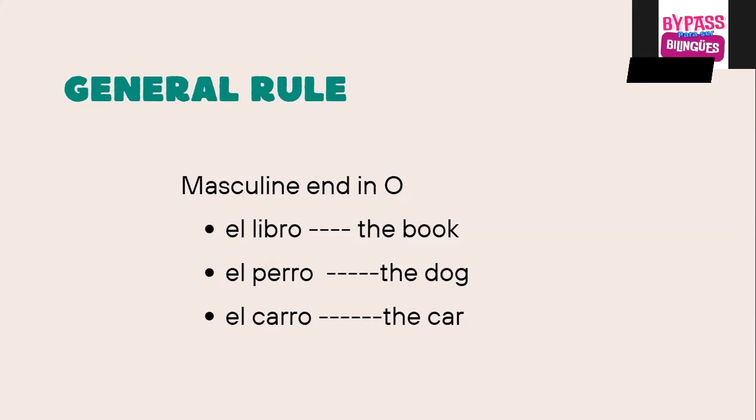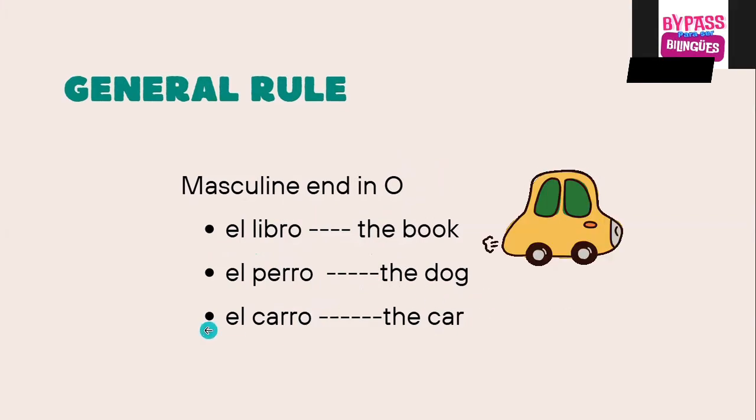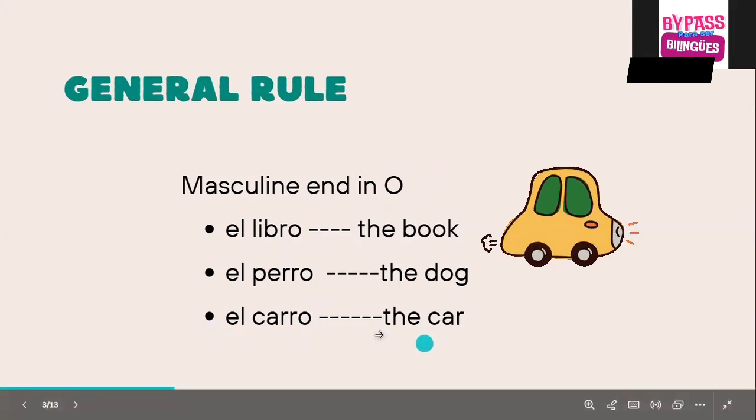First, masculine nouns end in O. For example, el libro, the book. El perro, the dog. El carro, the car.